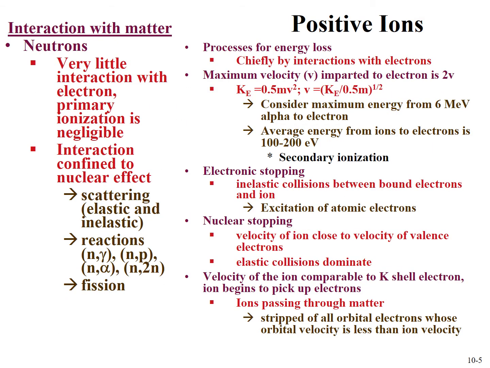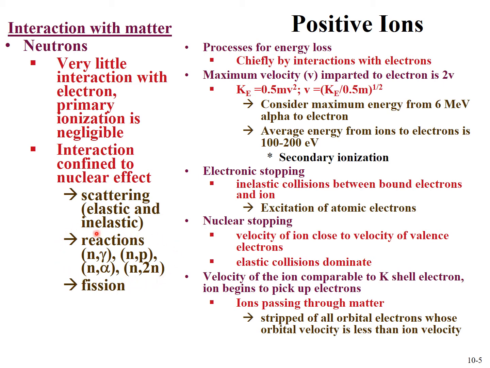Let's start discussing some of the interactions. First, we'll focus on neutrons. As non-charged particles, they have very little interactions with electrons. Primary ionization is negligible, so you don't expect neutrons to cause a lot of ionization. Their interactions are primarily nuclear effects. So they can scatter. They can have both elastic and inelastic scattering. They can also induce reactions.